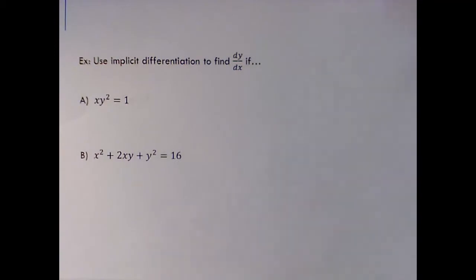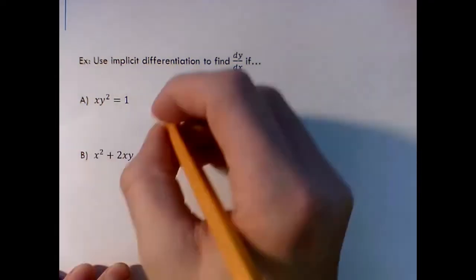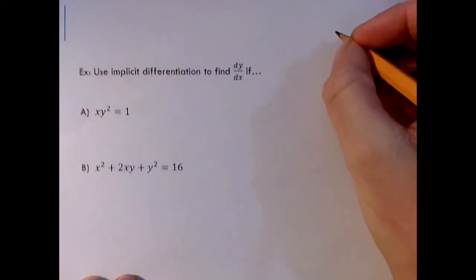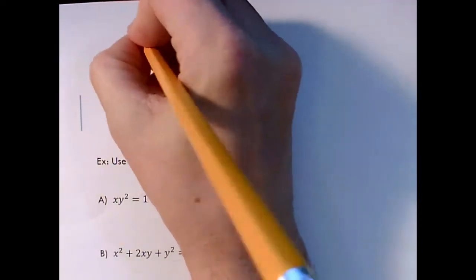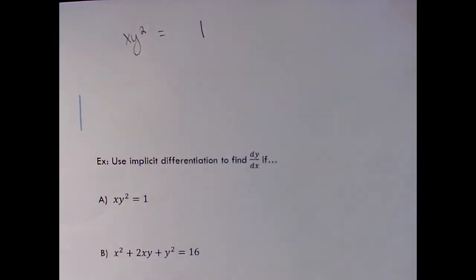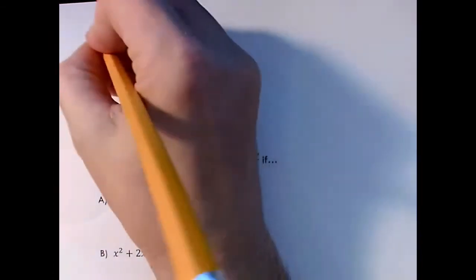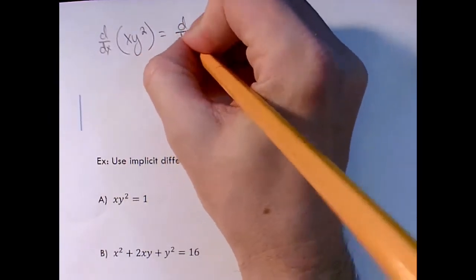All right, so let's do a few more, shall we? We have xy squared equals 1. Let me rewrite it up here where I have a little bit more space. xy squared equals 1. I'm going to d/dx both sides, which means differentiate with respect to x.